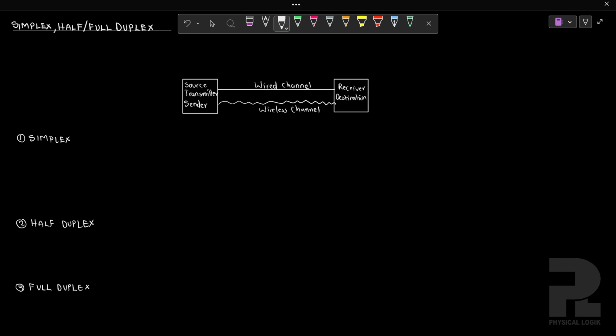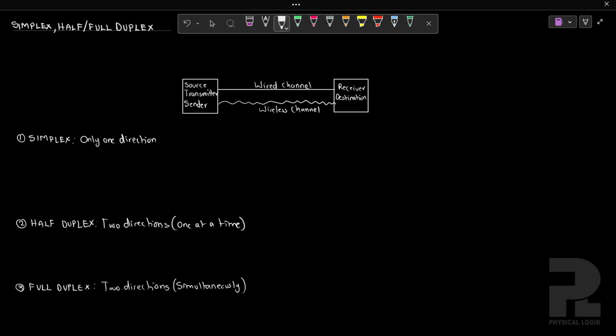So what does simplex mean? Simplex means communication in only one direction. Then half duplex means communication in two directions, but one at a time. And we're going to give examples to help you understand better. Full duplex means that we have communication also in two directions. That's what duplex means. But full duplex means simultaneously. It can happen in both directions.